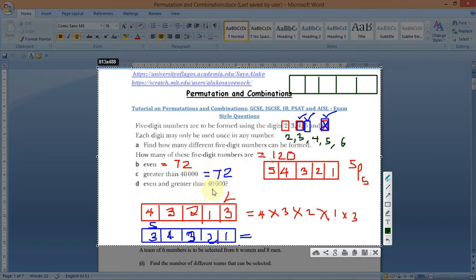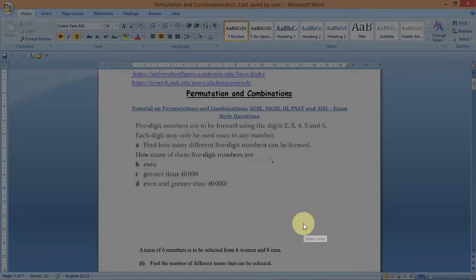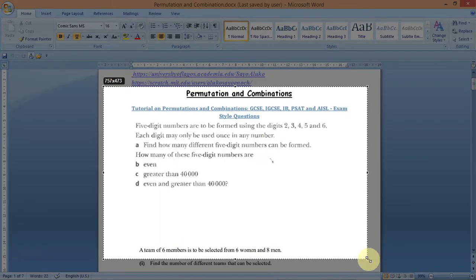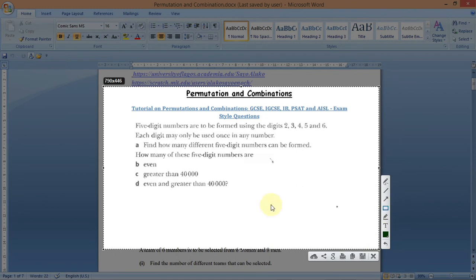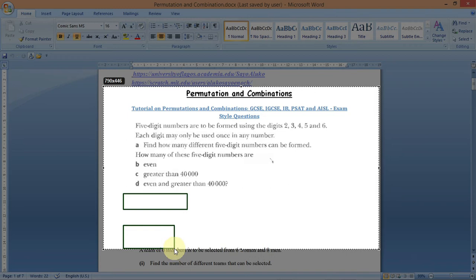The first thing we are going to consider is the number that can end. If you want to consider even, what are the possible numbers that can end? Or if you want to consider greater than 40,000, what are the possible numbers that can start? So let's start with the possible numbers that can start. Let me clear the page, because I need to take my time to explain this. Sorry about that. Because I can have different options, so that you understand what I'm trying to do.